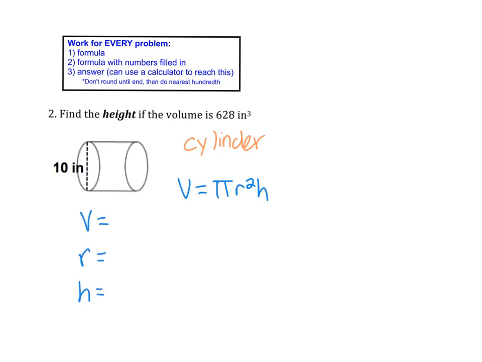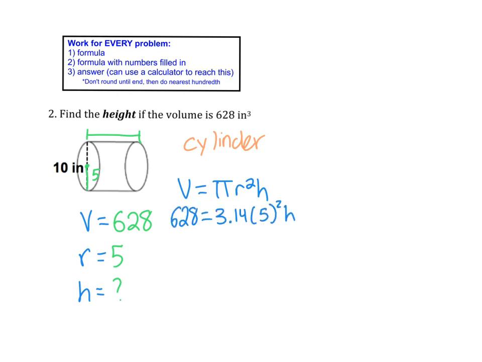Now, we need to look at the v, the r, and the h and figure out which variables we know the value to. We know that our volume is given, it's 628 inches cubed. We know that our radius is given, although we need to do a little bit of work. We see that the diameter is 10 inches, so therefore our radius is 5 inches. And our height, which would be the distance between the two parallel bases, is what is unknown, so we will still see an h in our work.